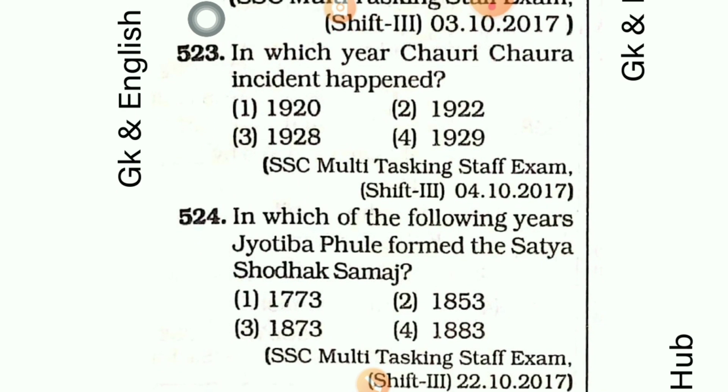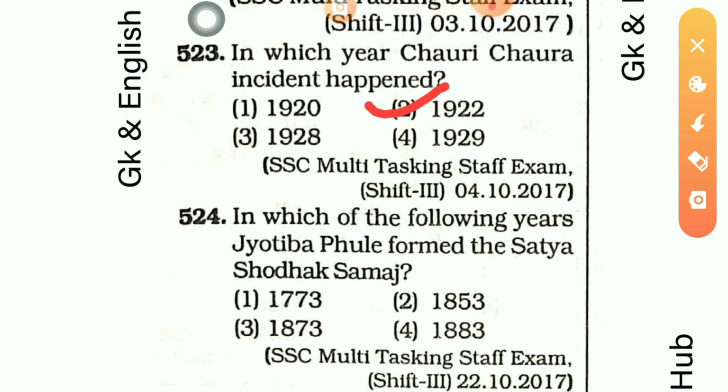Now the next question, that is 523. I hope you can give this answer if you have watched our previous videos on modern Indian history. We have discussed these questions and given the related information. So here the answer will be 1922. The Chauri Chaura incident happened in 1922. So let's discuss the other options.